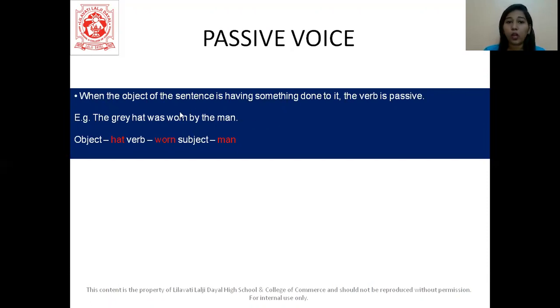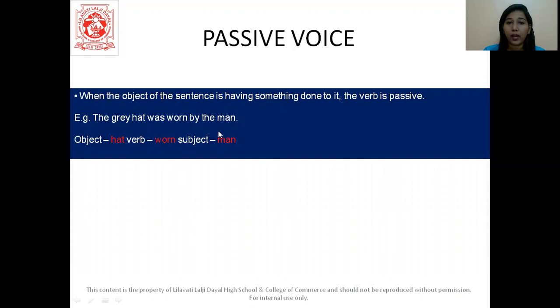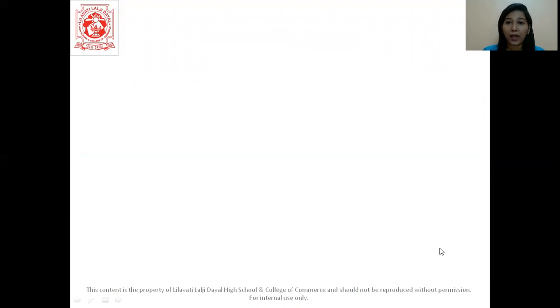So here, when the object of the sentence is having something done to it, this is the object, right? The grey hat is the object, right? Here our verb is passive because we have started with the grey hat was worn by the man. Here we are not talking about what our subject is doing, correct? We are focusing more on the object here. That is our passive voice.